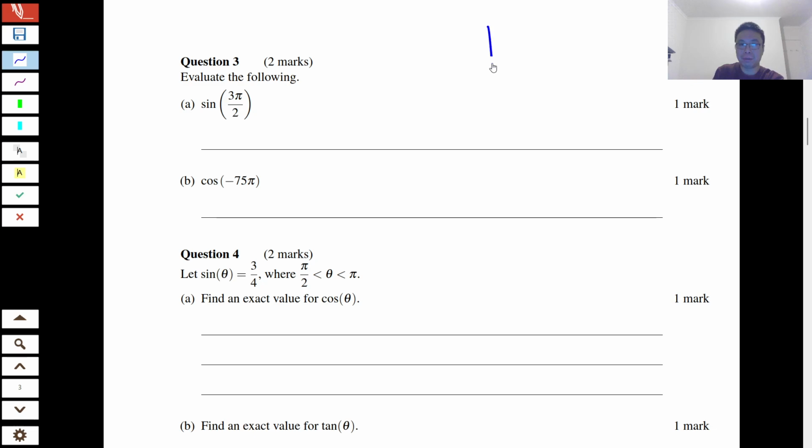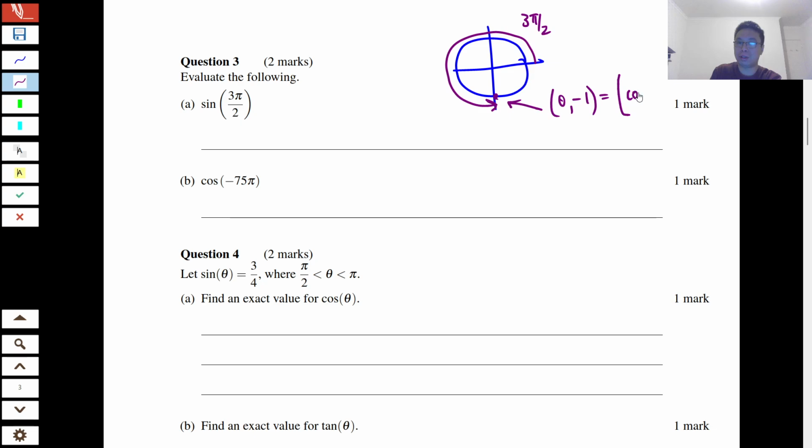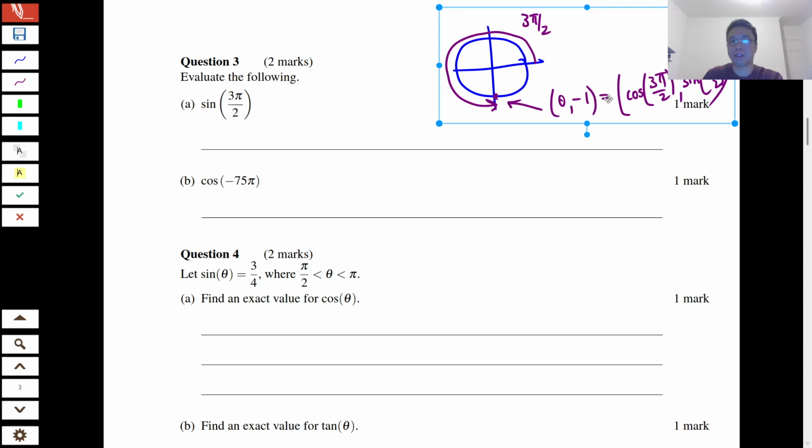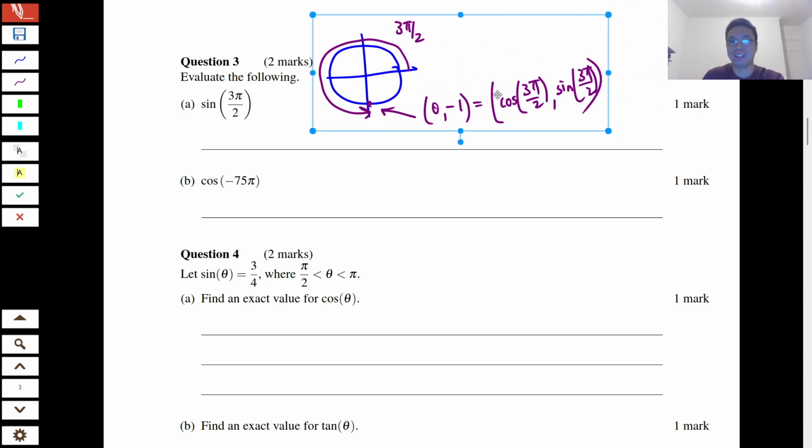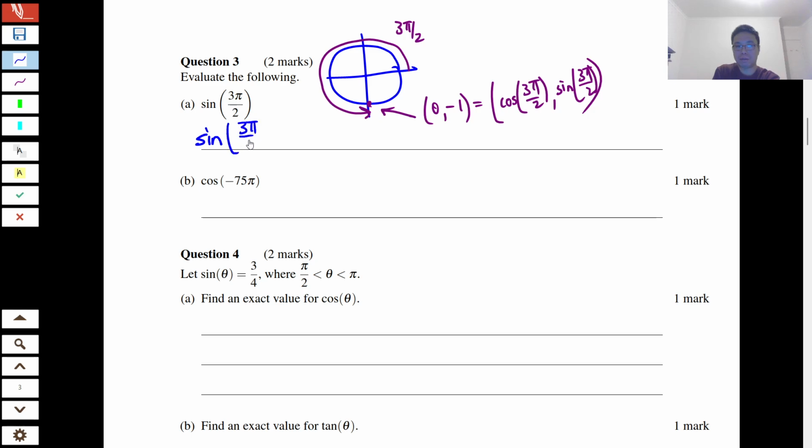Sine of 3 pi on 2. If I draw a unit circle and make an angle of 3 pi on 2 radians to reach this point here, this coordinate has points 0, negative 1, which by definition is the cosine of 3 pi on 2 and the sine of 3 pi on 2. I'll just move this over because it's probably blocked by my face. Okay, and the y value gives me sine. So here, sine of 3 pi on 2 is negative 1.